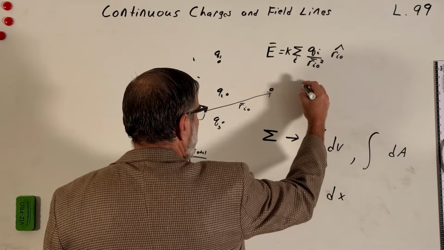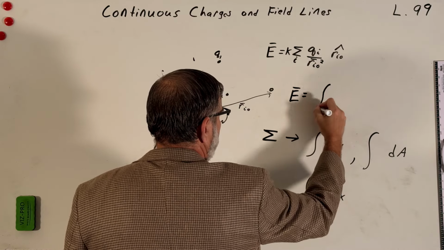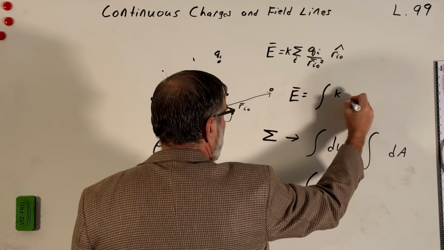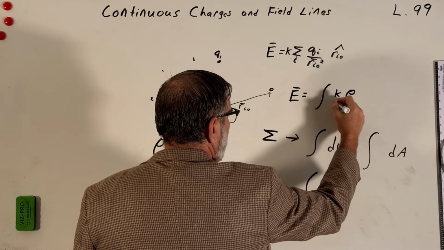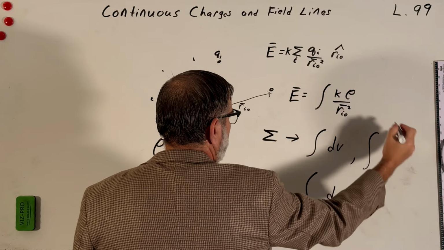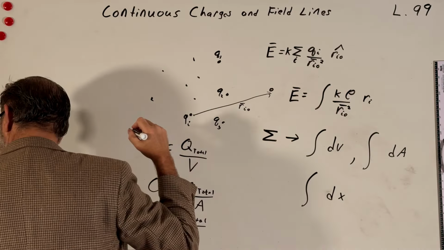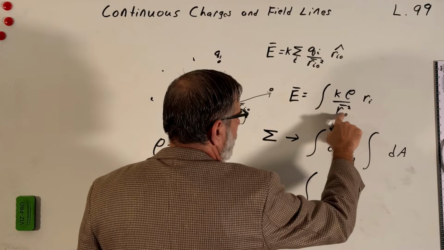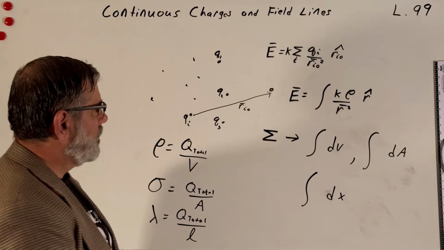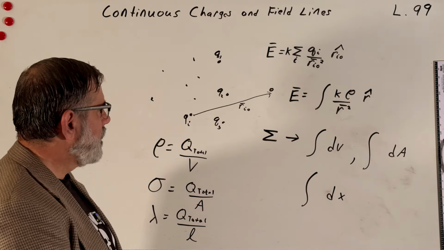Then, for example, in a three-dimensional space, our electric field might be given by something like this: the integral of K times rho divided by R naught squared, and that's a vector, of course, times R hat. Well, I guess we're not adding up anymore, so I'm just going to call it R. Okay, so R hat. So that would be the integral we need to do.